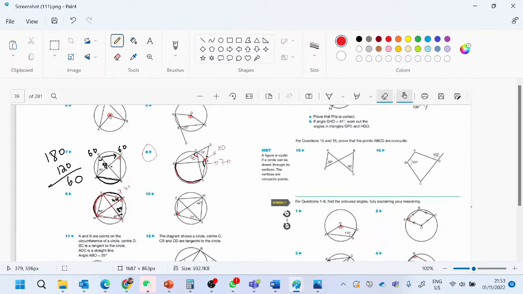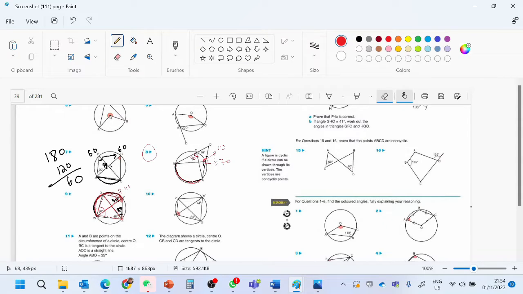These two angles are 40. And then what we have to do is, two opposite angles are always 180. So this one is 80. Now this one is 40. We are only left with this one.